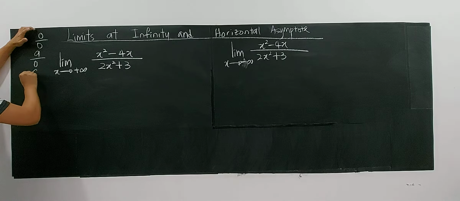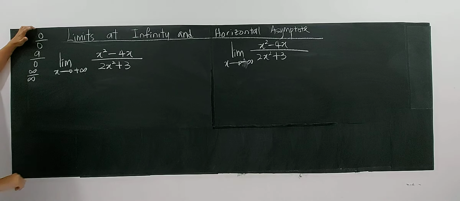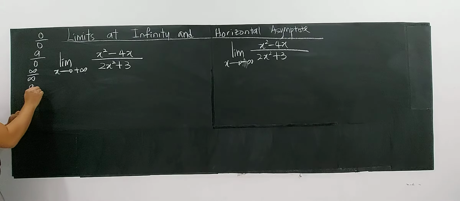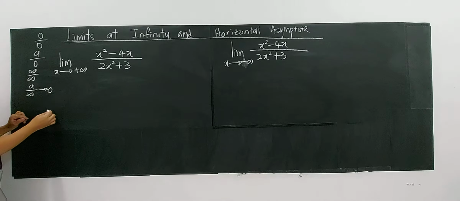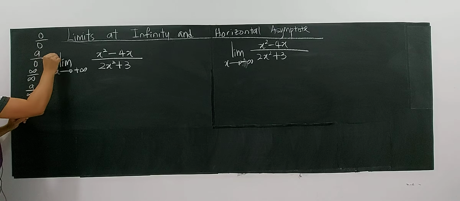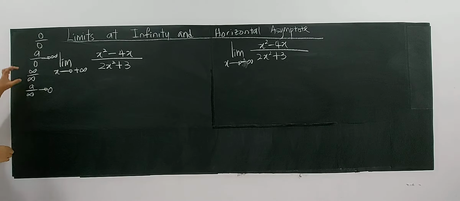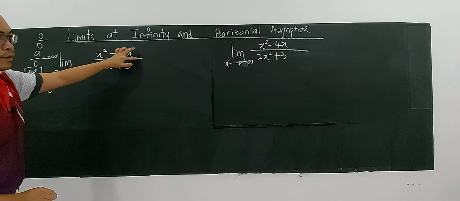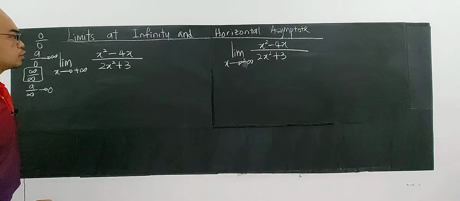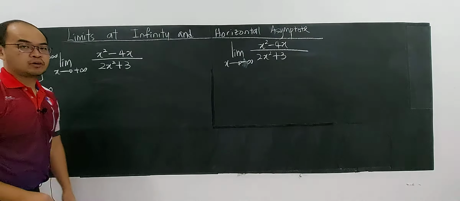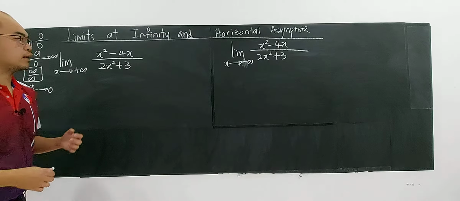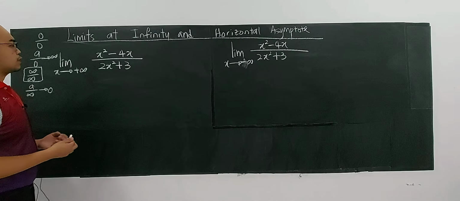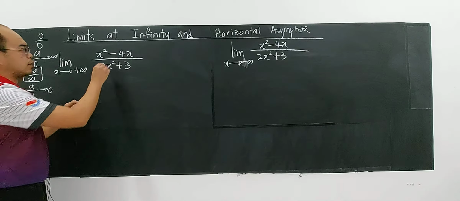But in this case, it's infinity over infinity, right? A number divided by infinity always approaches 0, while this one always approaches infinity. So for infinity over infinity, it is an indeterminate form. You cannot determine the outcome by observing, so you have to use a technique here.